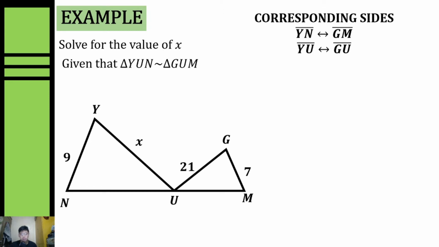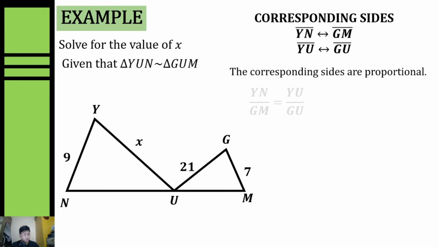But we are not going to use all of that, because we are only focusing on the given parts of the triangle. Knowing that these two triangles are similar, the corresponding sides are proportional. So we can form an equation: YN over GM is equal to YU over GU. Now let's substitute the measurement of each side. We will have 9 over 7 is equal to x over 21.